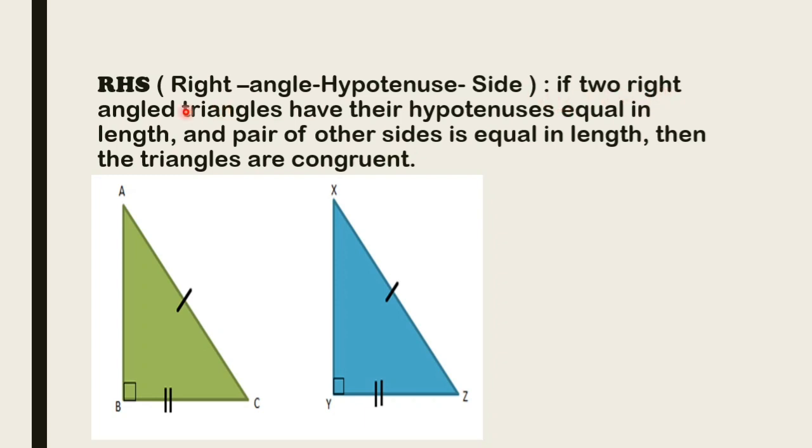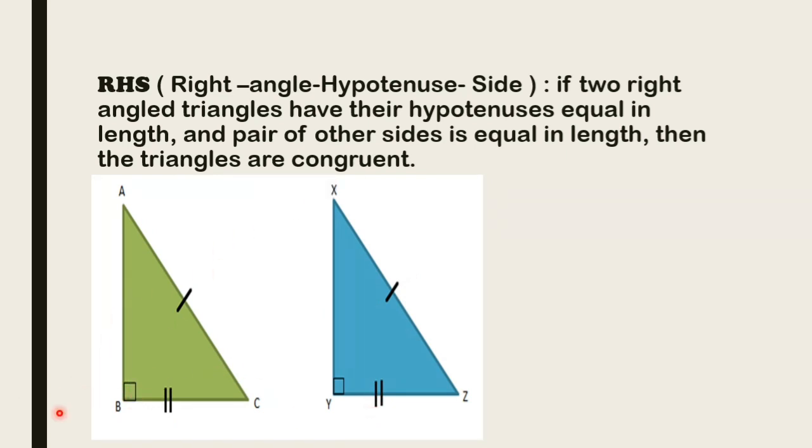If two right angle triangles have their hypotenuse equal in length and a pair of other sides is equal in length, then the triangles are congruent. So here the hypotenuse should be congruent with the corresponding hypotenuse of the other triangle, and then if one other side is equal to the corresponding side of the other triangle, then we can say that with these two sides equal, these triangles are congruent.